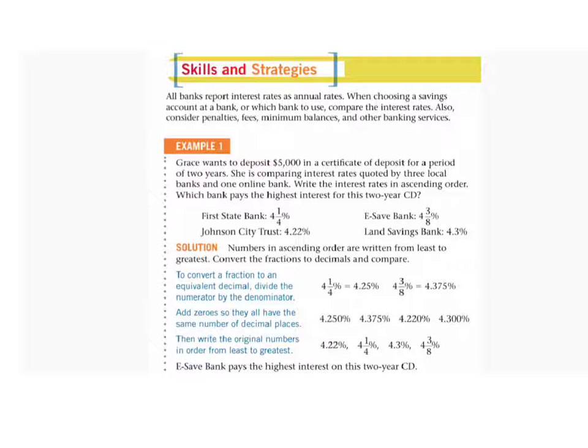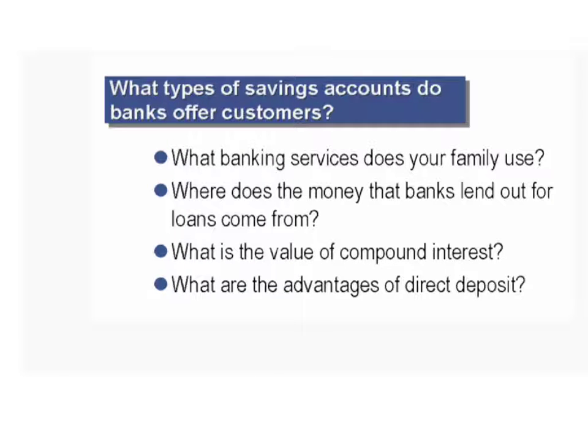Here is an example of example 1, which is in our book on page 132. We are going to have it on a similar slide, so this is just an FYI. I'd like you to think about what kind of banking services you use or your family uses. Where does the money that banks lend out come from? Well, it comes from you and me, doesn't it? What are the advantages of direct deposit? Many times you get free checking for a direct deposit. There are other advantages too, depending on the bank.